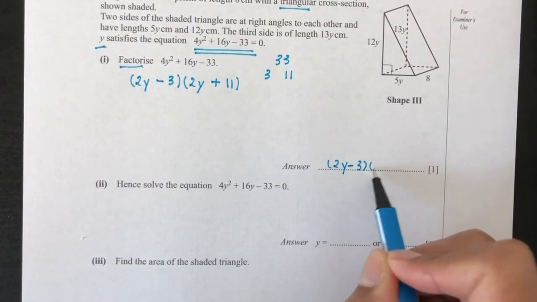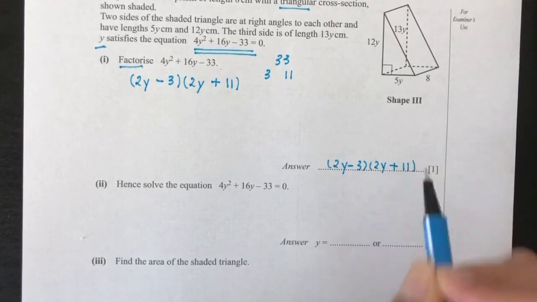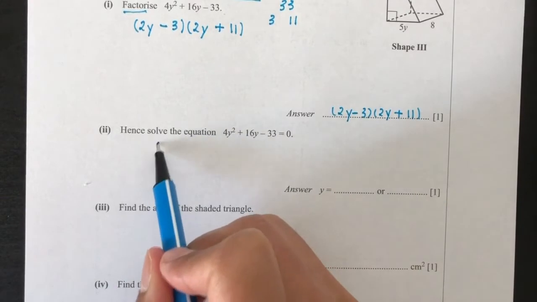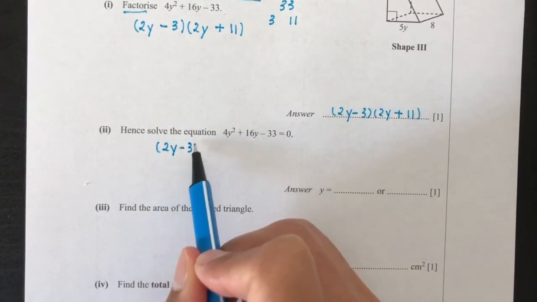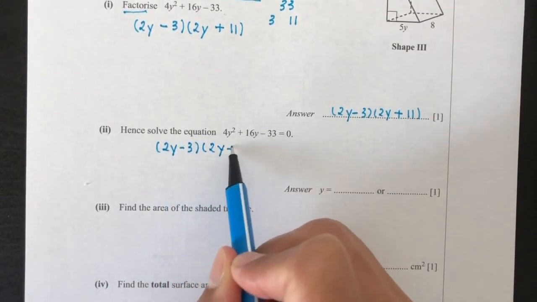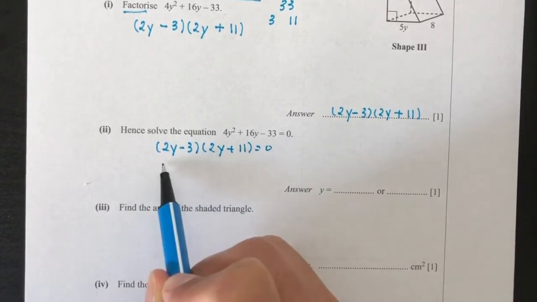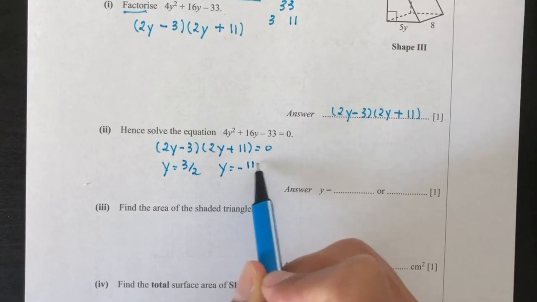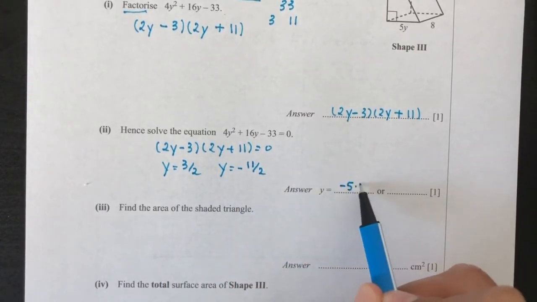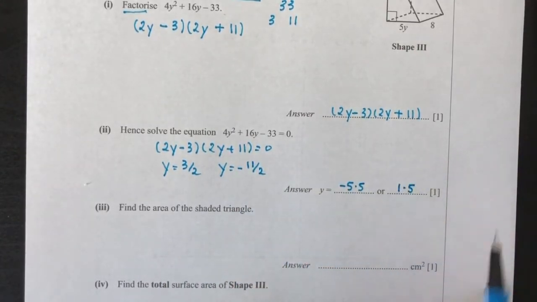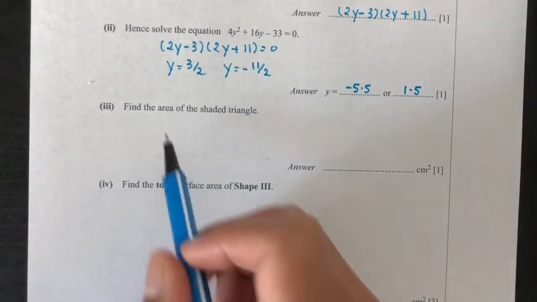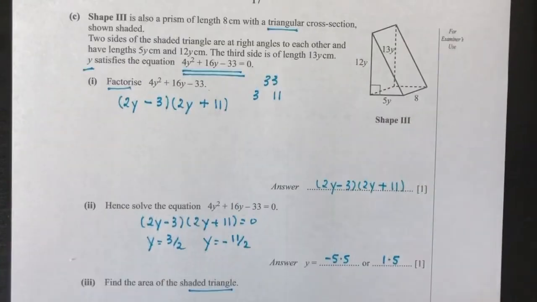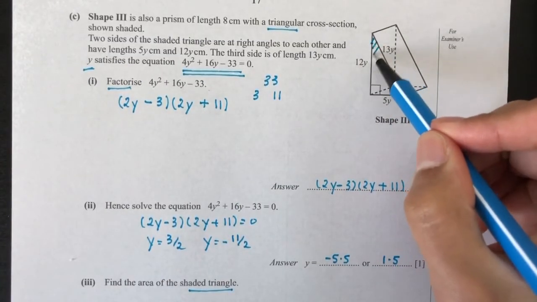2y minus 3 and 2y plus this. Now hence solve. Solve is to find the value of y. So you have to equate them to 0. That will become y is equal to 3 over 2 and y is equal to minus 11 over 2. So minus 5.5 or 1.5. Now for part 3, find the area of the triangle. So I think the part that we need to find will be this one.